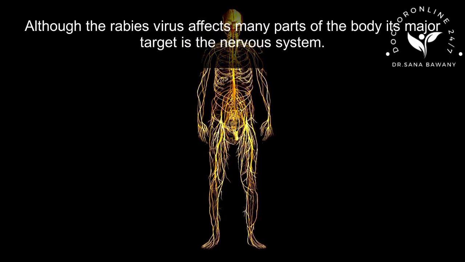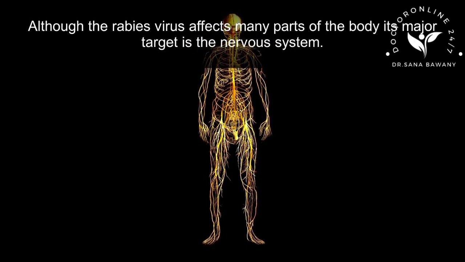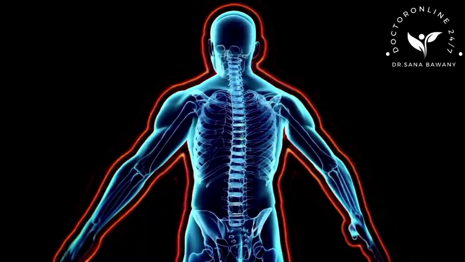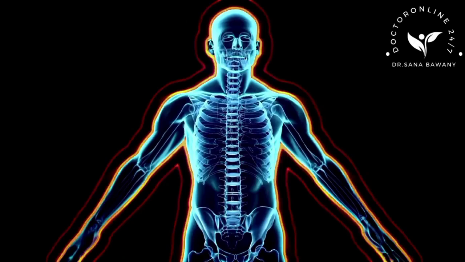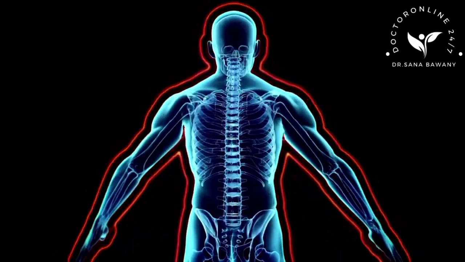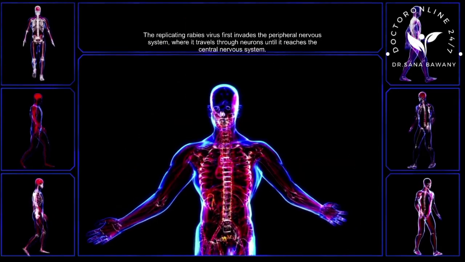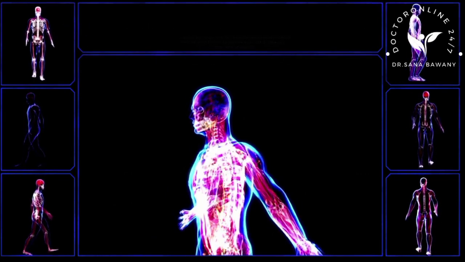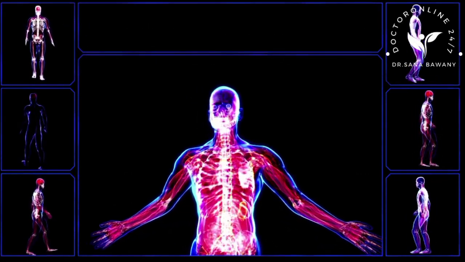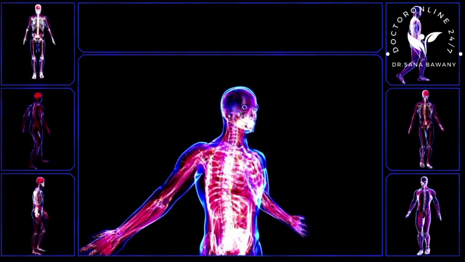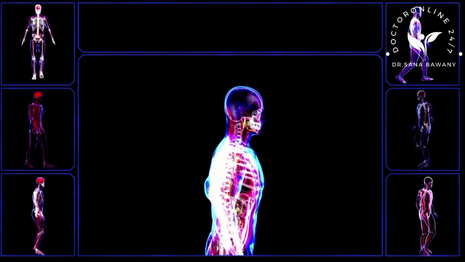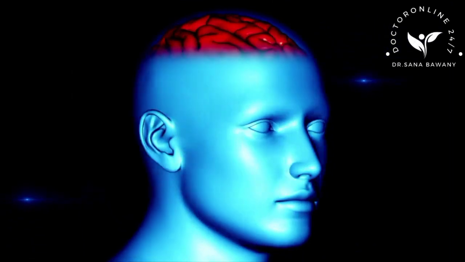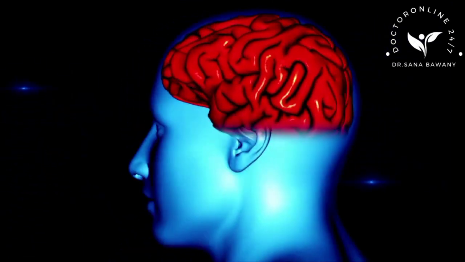Although the rabies virus affects many parts of the body, its major target is the nervous system. The nervous system is made up of the central nervous system, which includes the brain and the spinal cord, and the peripheral nervous system, which includes all of the other nerves in the body. The replicating rabies virus first invades the peripheral nervous system, where it travels through neurons until it reaches the central nervous system. After reaching the central nervous system, the virus travels up the spinal cord and into the brain, where it rapidly multiplies. The brain is where the virus exerts its detrimental effect.